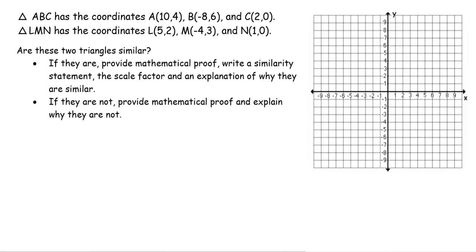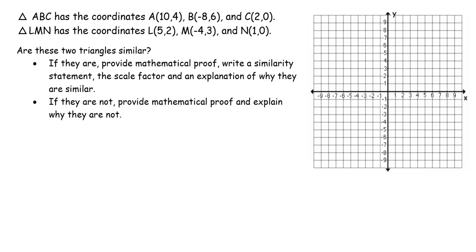We have the coordinates of triangle ABC and the coordinates of triangle LMN. Are the 2 triangles similar? If they are, provide mathematical proof, write a similarity statement, the scale factor, and an explanation of why they are similar. If not, provide mathematical proof and explain why they are not.